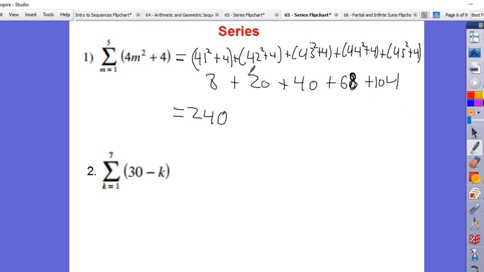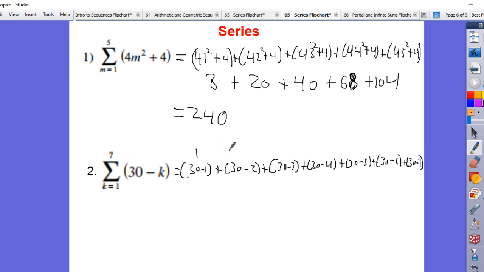So, that's 240. Verify this in Desmos. This is going to be, if you think about it, 7 terms. The first term, the second term, the third, fourth, fifth, sixth, and seventh term. Each term is 30 minus the term number. This is equal to 30 minus 1 plus 30 minus 2 plus 30 minus 3 plus 30 minus 4 plus 30 minus 5 plus 30 minus 6 plus 30 minus 7.